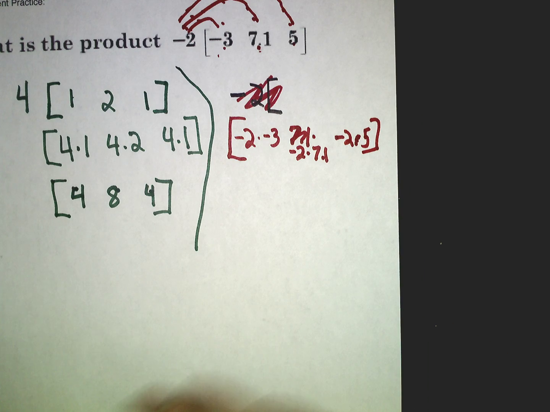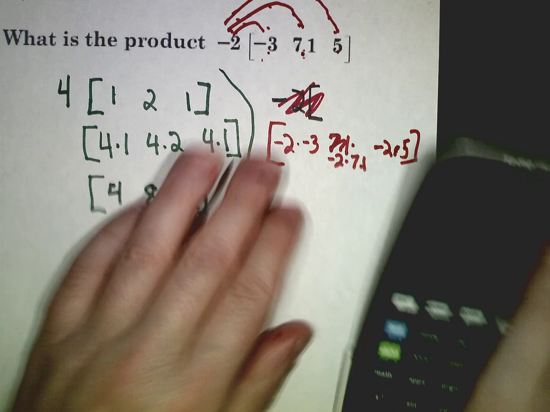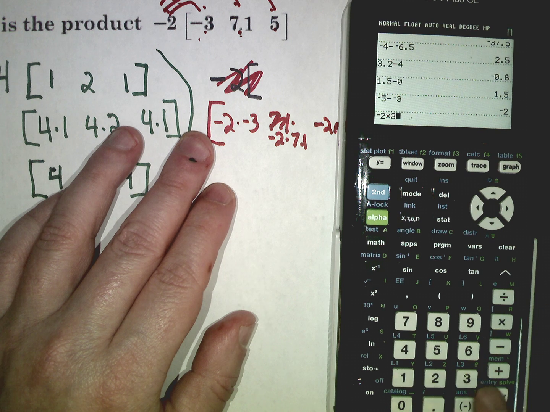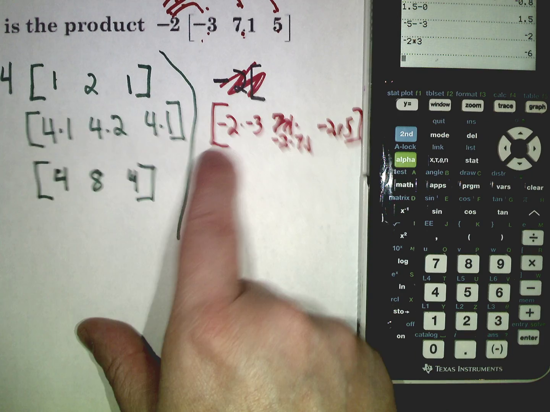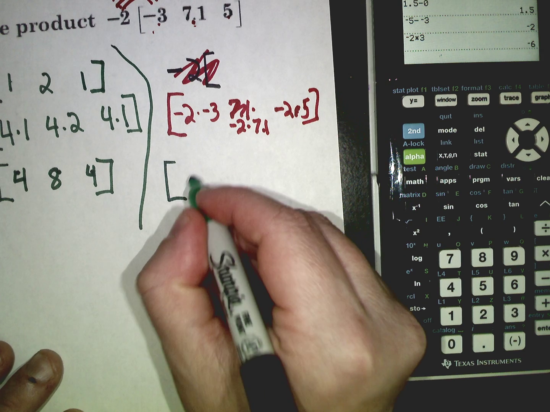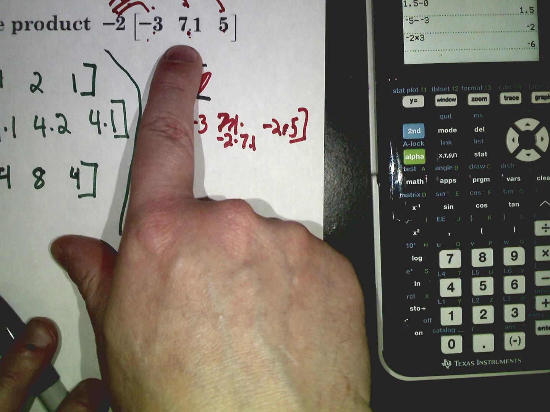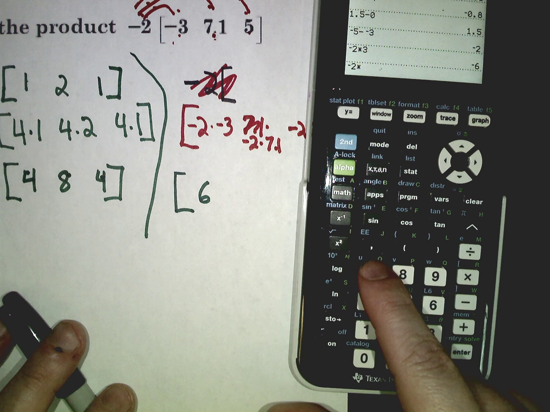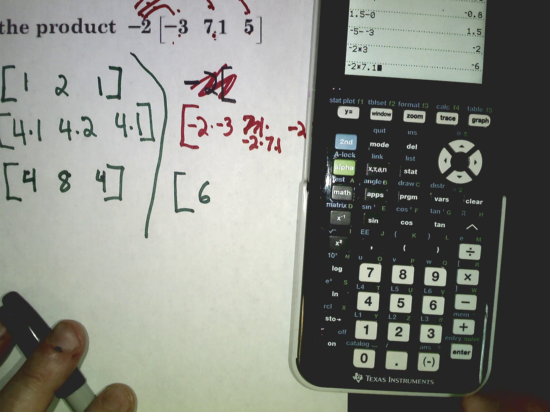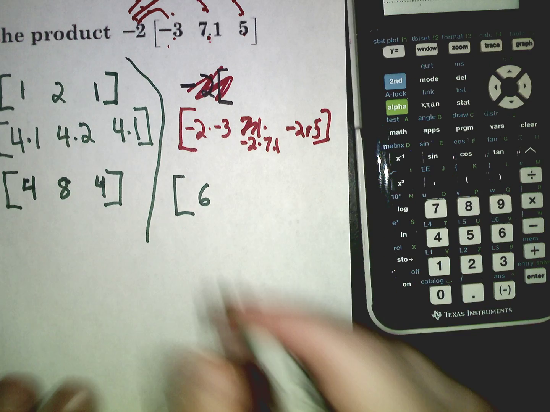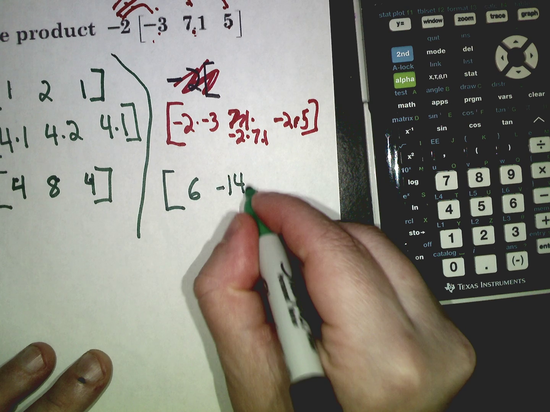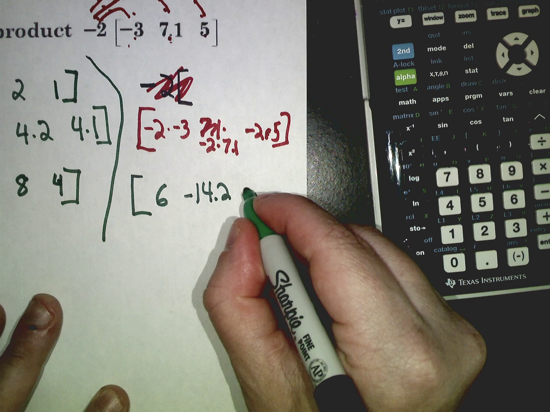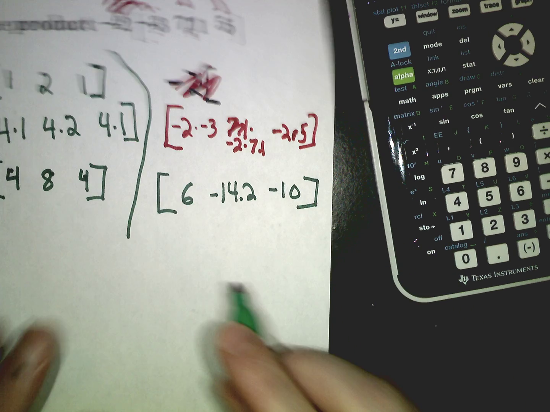I put those all in my trusty calculator. I go negative 2 times 3. Oh, negative 2 times negative 3, excuse me. Be careful. And I get 6. The middle number is negative 2 times 7.1. Remember, use the Desmos scientific calculator if you need it. And our last number is negative 2 times 5, and I kind of know that one in my head. It'll be negative 10. And that's my matrix.